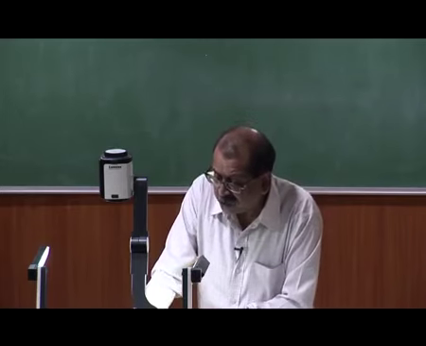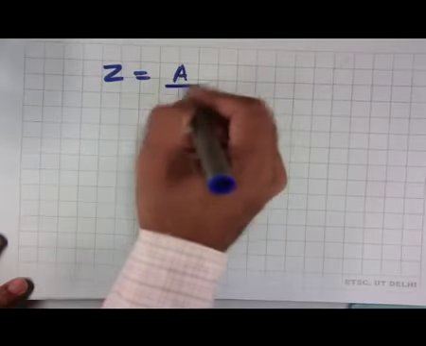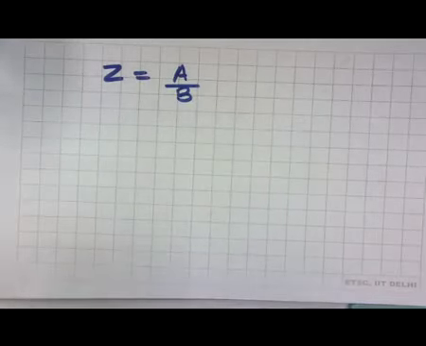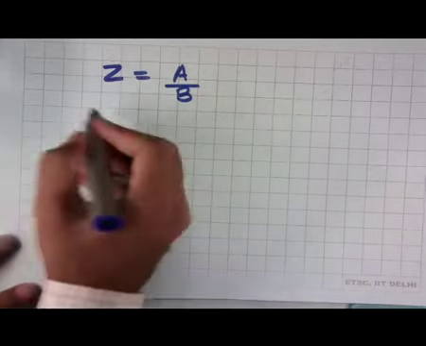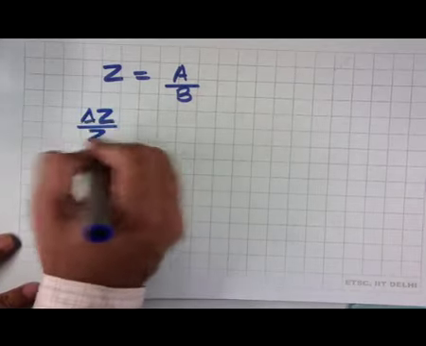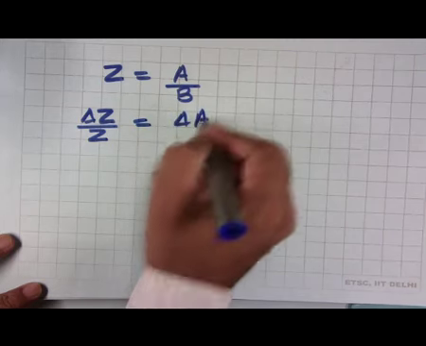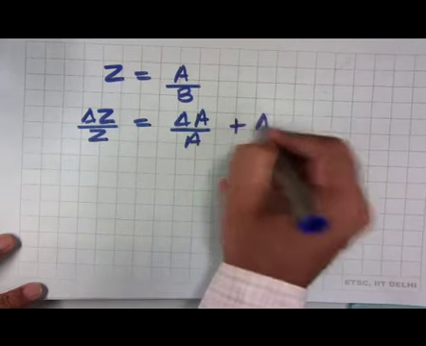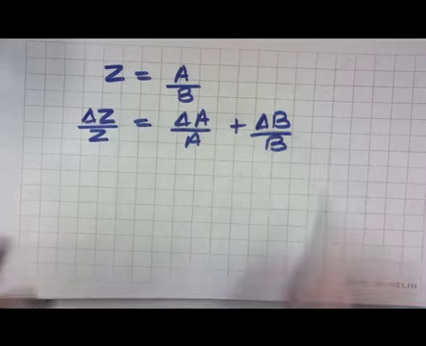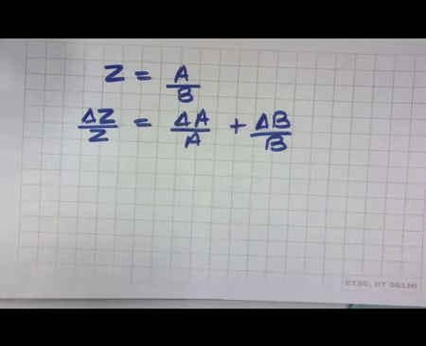And similarly, if Z is equal to A divided by B, then once again we will get this formula for the relative error: delta Z upon Z is equal to delta A upon A plus delta B upon B. So, once again the relative errors of the two quantities will be added.